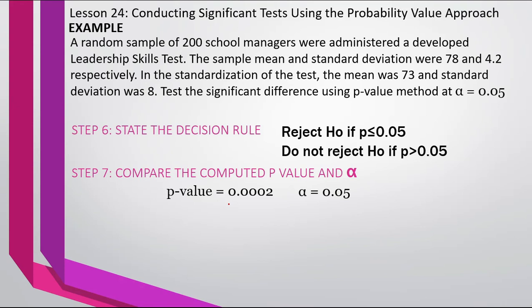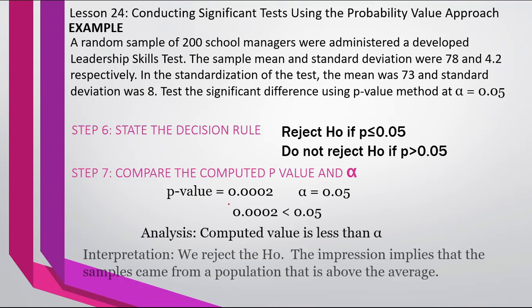Therefore, anong magiging analysis natin dito? Very good. 0.0002 is less than 0.05. Tama? Ayan, very good. So, ano magiging decision natin? Very good. We reject the null hypothesis. Ayan, very good. The impression implies that the samples came from a population that is above the average. Ayan. Buwa ba? Okay, good.